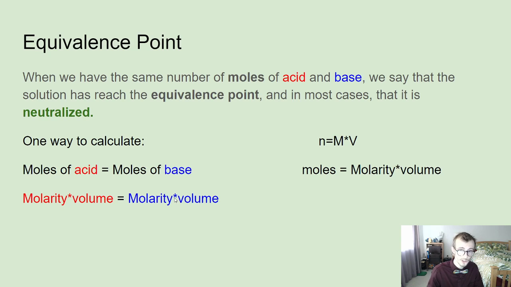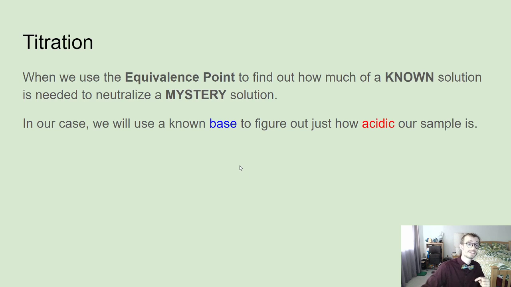So we're going to do what is called a titration. A titration is a chemical process, a lab technique, you might say, when we use the equivalence point to find out how much of a known solution is needed to neutralize a mystery solution. So one thing is known and one thing is a mystery. Starting to sound a little bit like algebra. So in our case, we're going to use a known base to figure out just how acidic our sample is. And by our sample, I mean this water flowing out of our mine that's polluted with acid. We want to figure out how acidic it is so we know how much base to add to it.